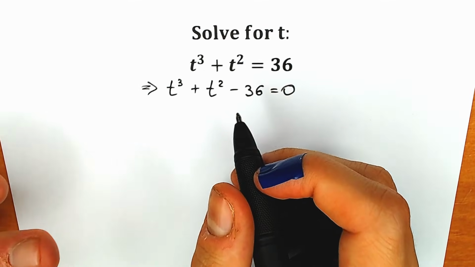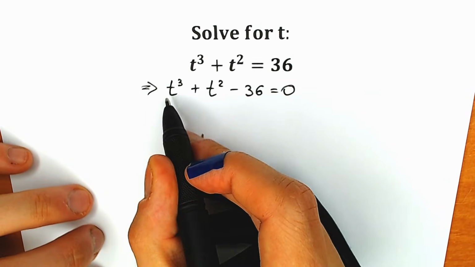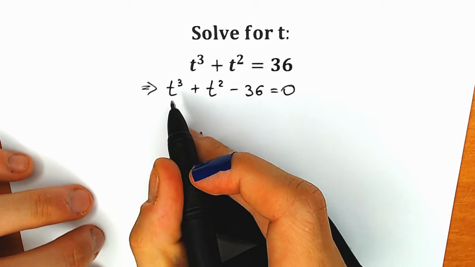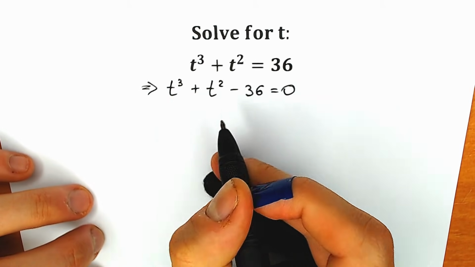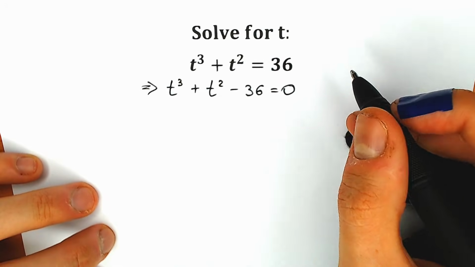Right now, of course, there are a lot of ways how we can solve this equation, but I'm going to show you this one. So right here on the left side, we have t cubed plus t squared. We have a sum of a cube and a square. But right now, let's try to express this 36. Of course, there are a lot of ways how we can express this.